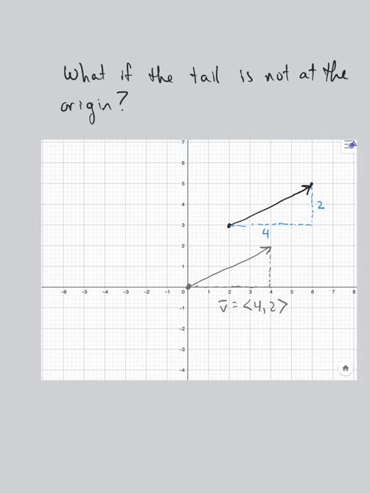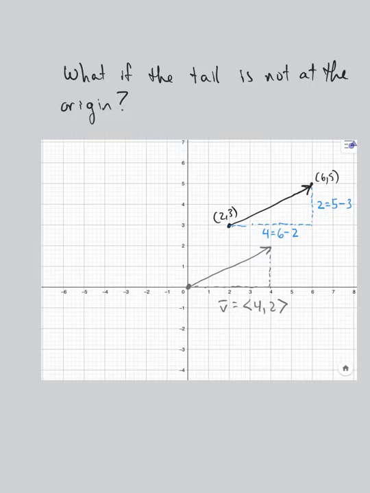Well, if you think about this, this original vector started at the point 2, 3, and then its tip is at the point 6, 5, right? Like that. So to get that 4, what did I essentially do? I subtracted the coordinate of the tip minus the coordinate of the tail, the x coordinates. And then to get this 2, I subtracted the y coordinate of the tip minus the y coordinate of the tail. Like that.